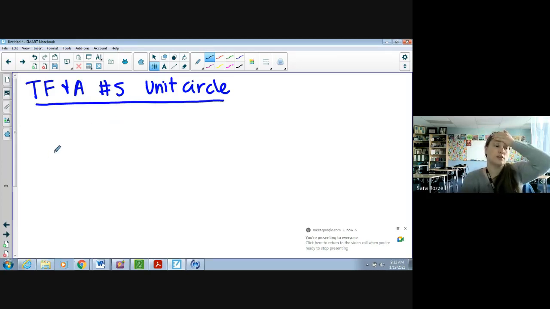So the unit circle is a circle. It has a radius of 1. It's centered at the origin.